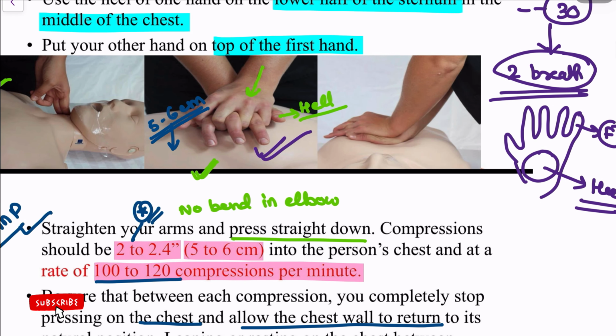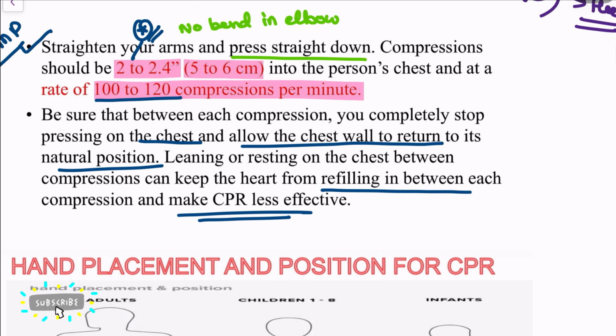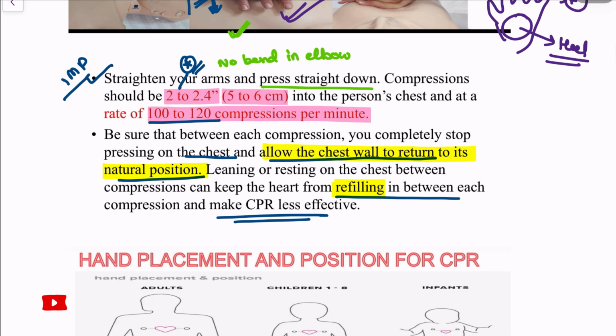This line means when you are compressing, it should go down up to 5 to 6 centimeter and it should come up to its normal position. If you do not give time to recoil the chest, then there will be inadequate blood filling inside the heart and there will be a bloodless heart and there is no use of CPR. So allow the chest to return to its natural position. Then only there will be refilling of the heart. This is a very important point.